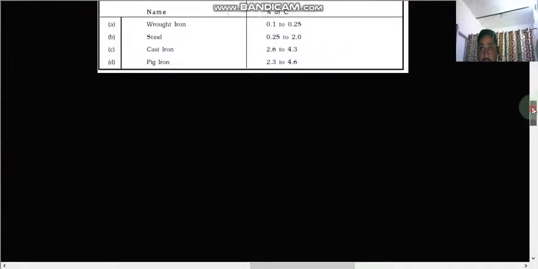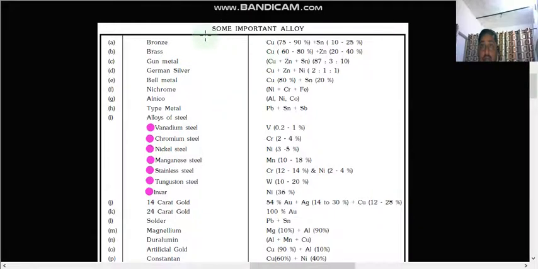Now here we'll see some examples. So some important alloys are there. Okay, some of them we are familiar with. Bronze, that is being used for medals and making utensils. Brass: copper 60 to 80% and zinc 20 to 40%, that makes the brass. Then gunmetal, German silver, bell metal, of which the bells are being made, copper and tin.